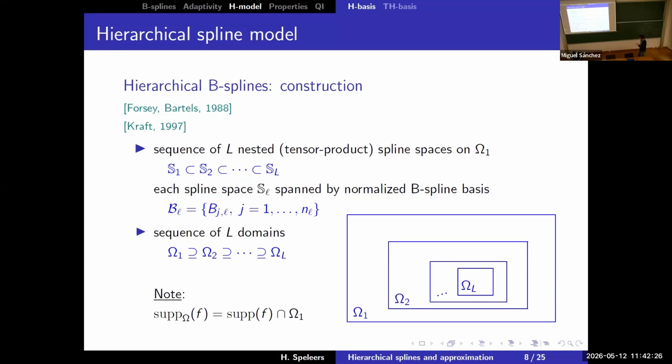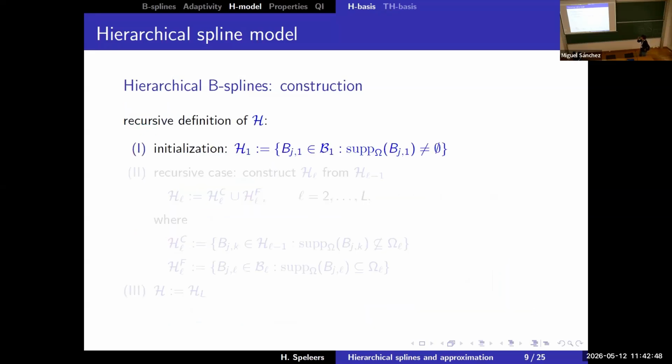So whenever I say support, it's not the true support of the function. Basically, I'm just interested in the region inside omega L, which does not necessarily have to be rectangular, and I forget about what happens outside. But if you have a rectangular domain, the support is the same as before. Okay, and then the definition of the hierarchical basis goes as follows. We start on the coarsest level, and we pick all the B-splines of level 1 that have overlap in our area.